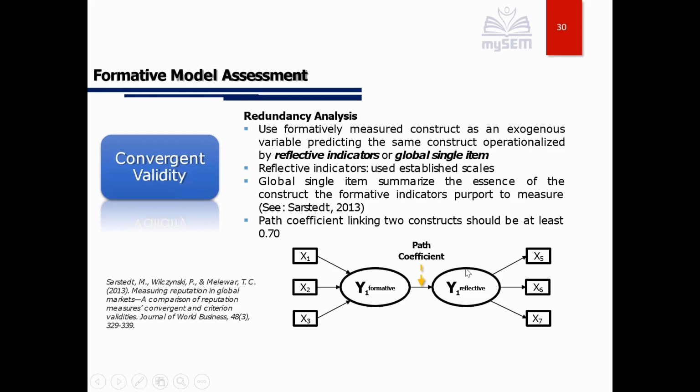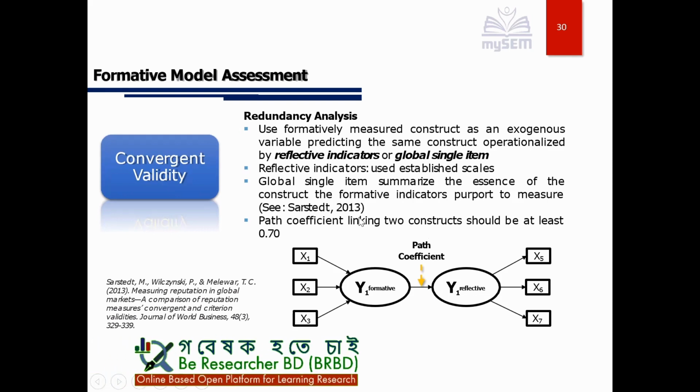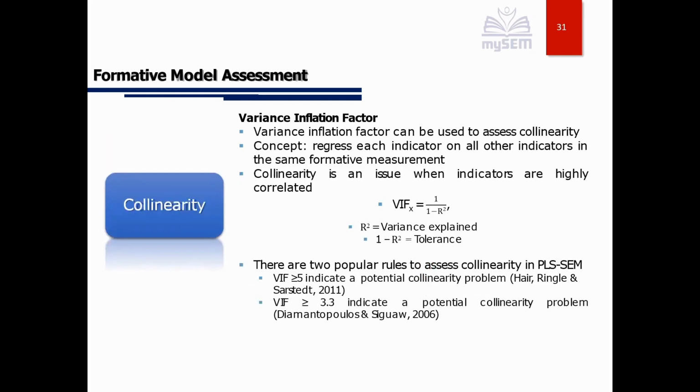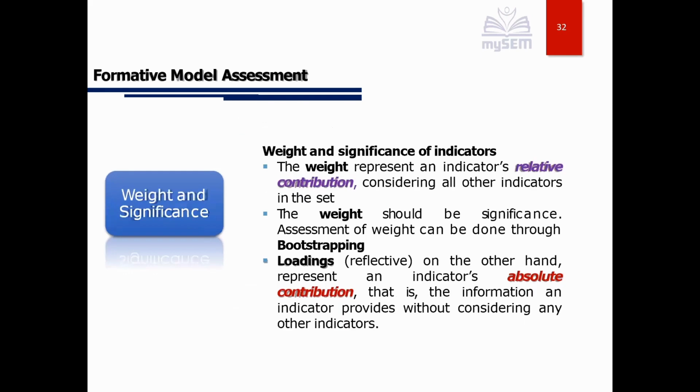Today maybe I will not show it, but here HRM to global single item, the arrow will be like that, and don't worry, everything will come from the software. You just have to check whether that path coefficient value is 0.7 and above or not. Then you pass this redundancy analysis or convergent validity exam in the formative measurement model. For collinearity issues, I already told you it should be less than 5 or maybe less than 3.3, and of course it is the outer model, outer VIF.